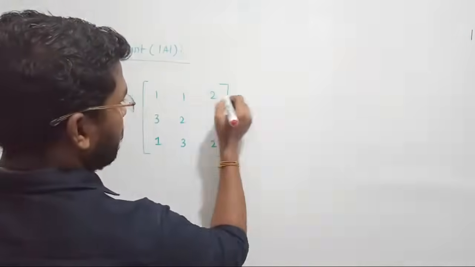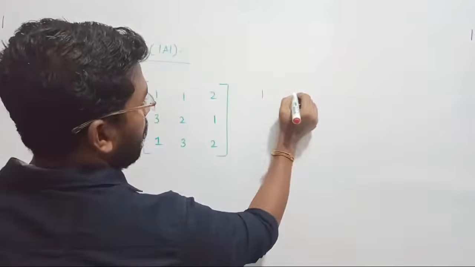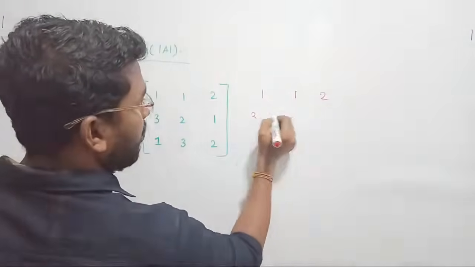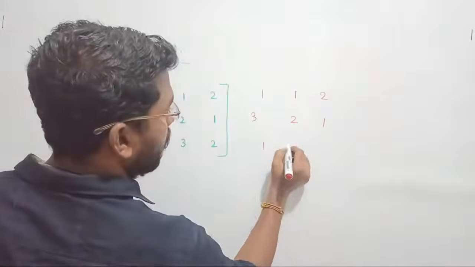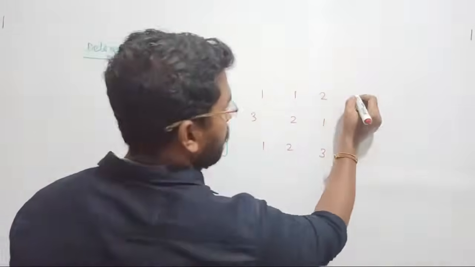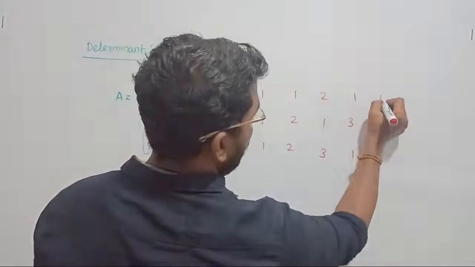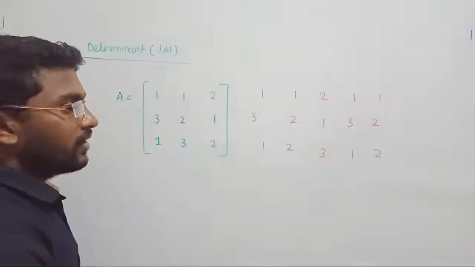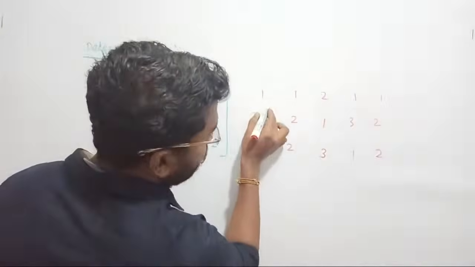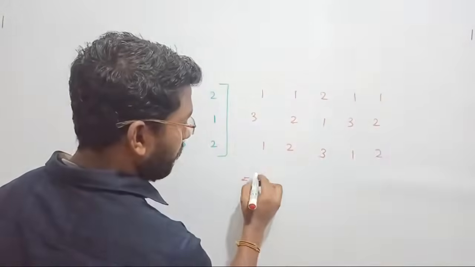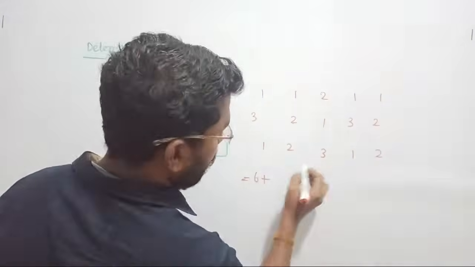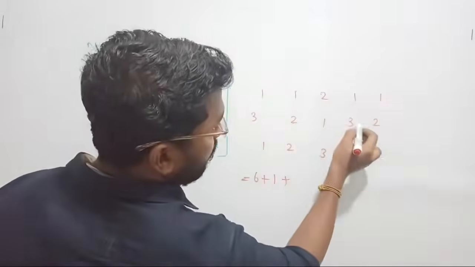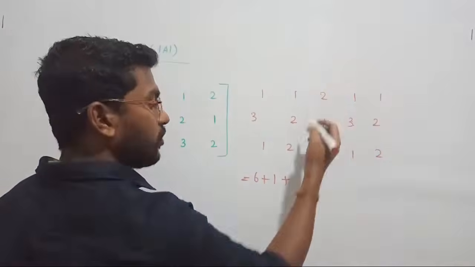Take the same thing, right? 1 1 2, I have to consider 3 2 1, and then I have to consider 1 3 2, then I have to repeat 1 3 1, and then 1 2 2. That is, first two columns will be reflected once again, and then simply we can do product of this first diagonal. 1 into 2 into 3 will be 6, plus 1 into 1 into 1 will be 1, plus 2 into 3 into 2 will be 3 into 2 6, 6 into 2 will be 12.